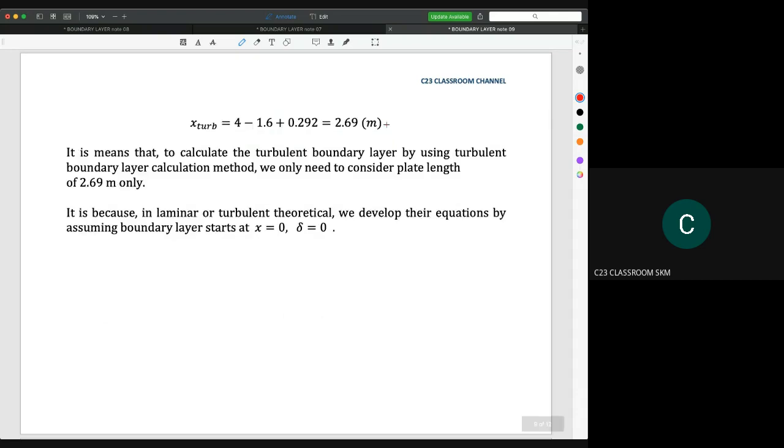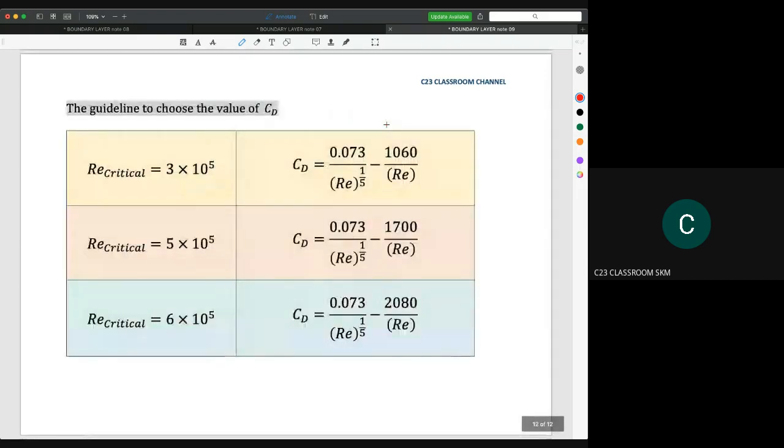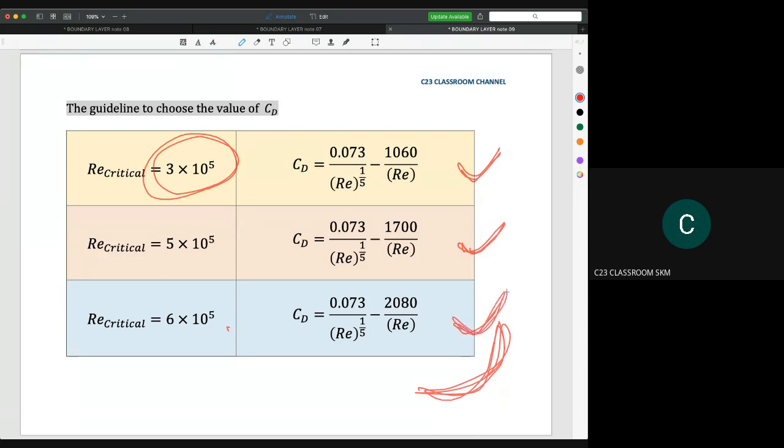What we could use here is, I hope you could remember this table. If the critical Reynolds number is 3 times 10 to the power of 5, you could have this value. If the critical Reynolds number is here, you could have this one. And if the critical Reynolds number is 6 times 10 to the power of 5, you could use this CD. So according to this, we are using this one, so we minus this value.